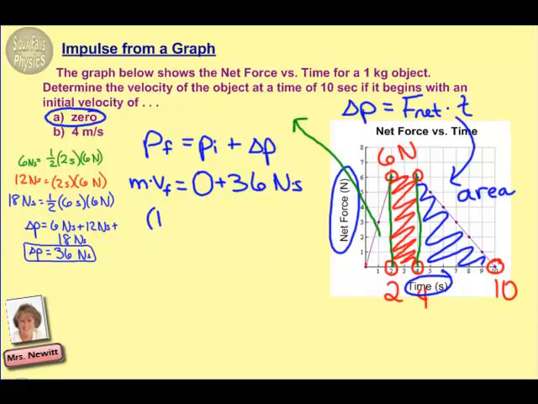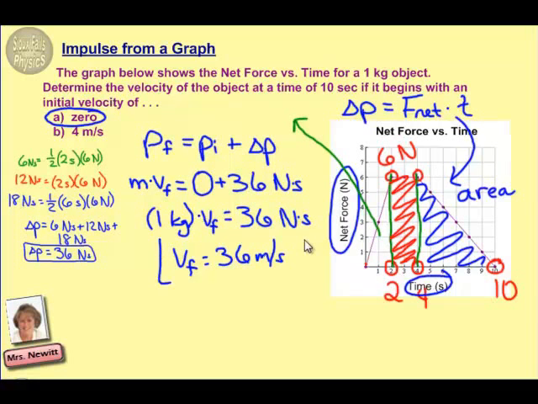Now, the nice part about this problem, the mass has been given as 1 kilogram. So we would simply be solving this equation. 1 kilogram times the final velocity is equal to 36 Newton seconds of momentum. That leaves us with a final velocity then of 36 meters per second for part A of the problem.